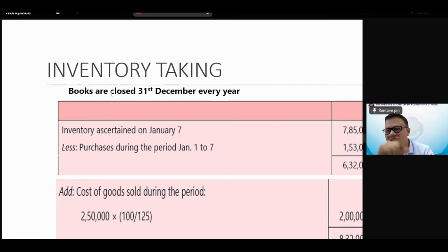Now this is that inventory which has gone out from my hand, which is not there with me. You can say the inventory in transit. So that 6,32,000 after deducting the purchase plus this transit item, these goods which are sold, is actually the inventory which is there with me on 31st December. Okay, got it, sir. From that, sales have been done and fresh purchases have happened.